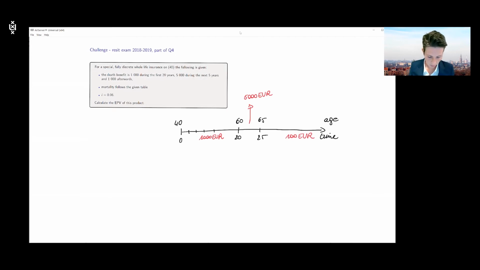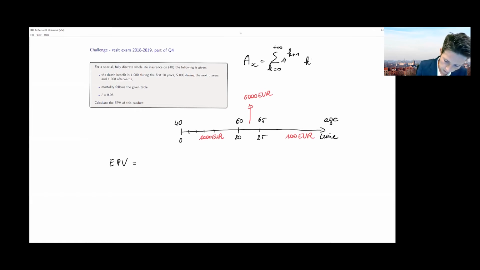So when we try to write down the EPV, because that's requested, we need to have the present value and we need to have the expected present value, right? So we need to think about our valuation formulas for the whole life annual discrete time life insurance product. We know that we've got this A_x, where you take the sum over k of v to the power k+1, times kp_x, times q_{x+k}. So this is the formula that comes closest to the situation that we have.